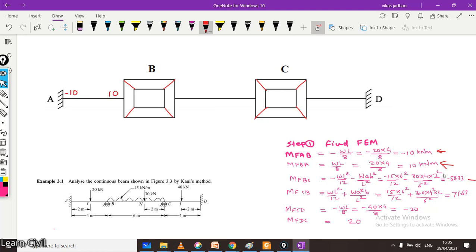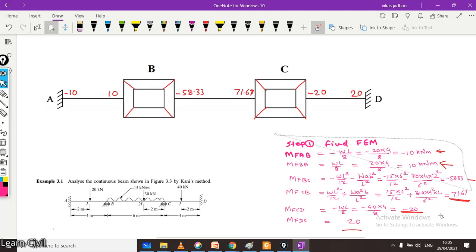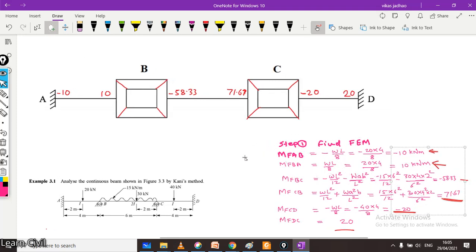MFBC is minus 58.33, so write this down here. MFCB is equal to plus 71.67, so write down 71.67 here. MFCD is minus 20, so write it down here. And MFDC is equal to plus 20, so write it down here. Like this, the fixed end moment values are required to be written.